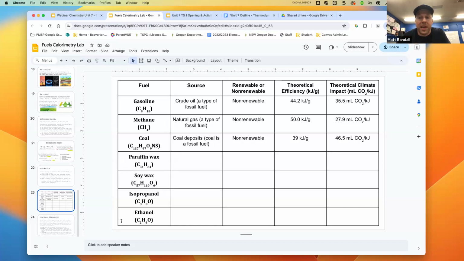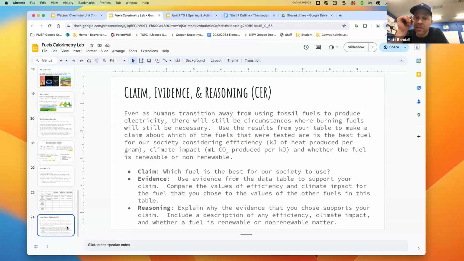So we're using the gallery walk to fill out a large table. And then I'm not sure, does the next slide have the CER? Yeah. And for the CER, the idea is for them to look at all of that data and then decide which fuel. I'm going to back up a little bit.